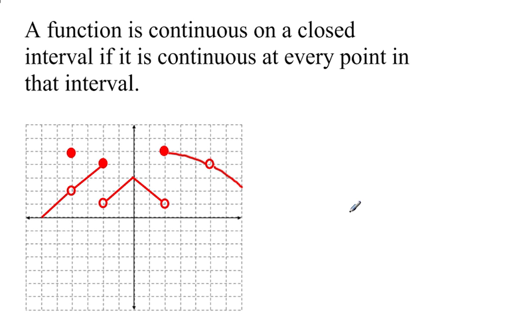So if we were to highlight places where this is continuous, we could highlight this section along here. We would highlight this section along here. All of this is continuous. This is continuous, and that's continuous.